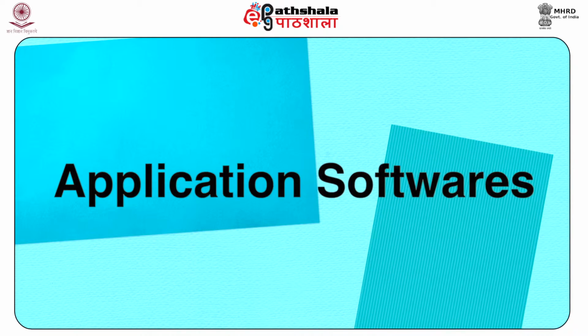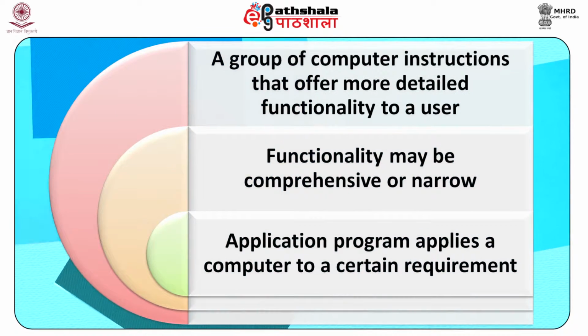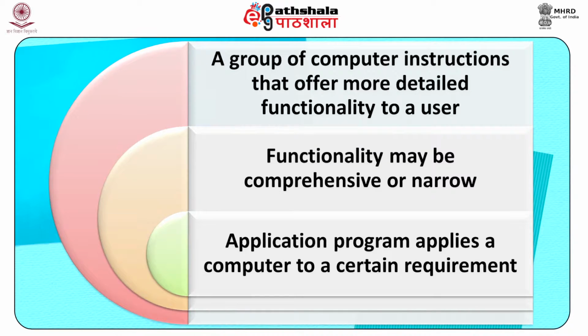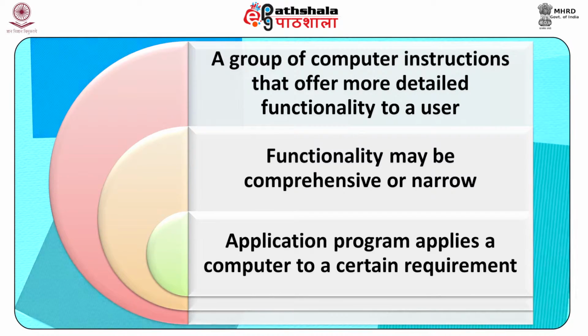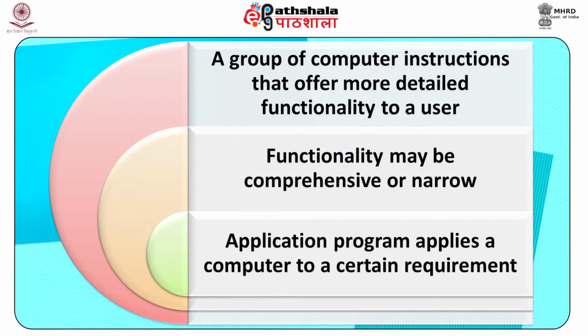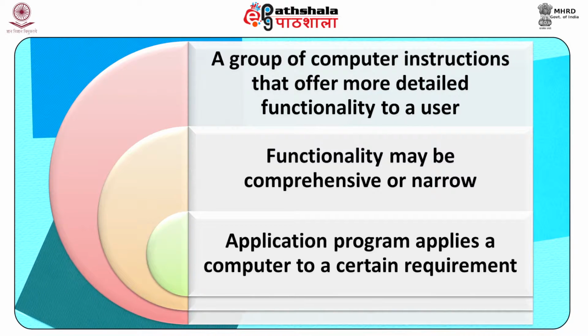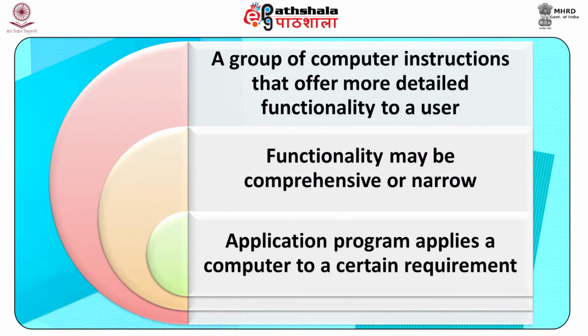Next is application software. Application software is a group of computer instructions that offer more detailed functionality to a user. That functionality may be comprehensive, such as general word processing, or narrow, such as an organization's payroll program. An application program applies a computer to a certain requirement. Application programming is either the creation or the modification and improvement of application software.